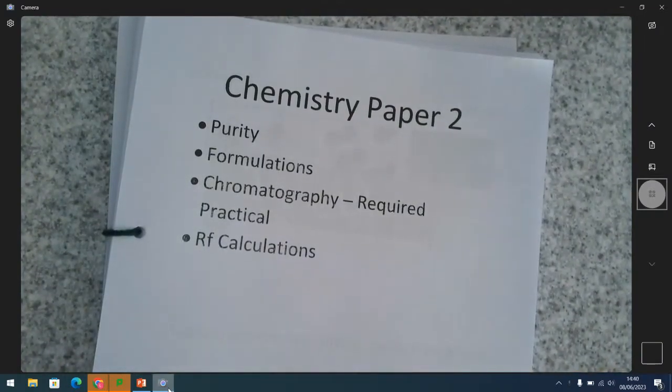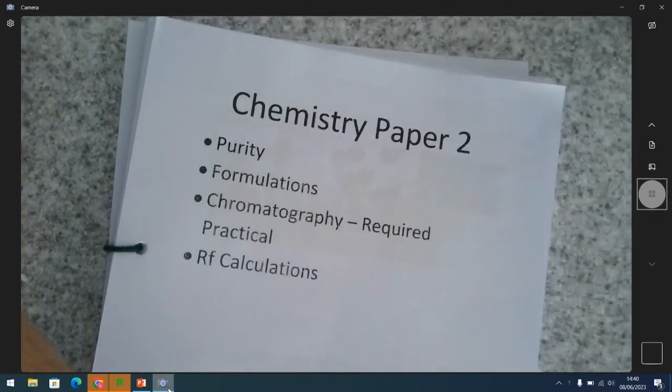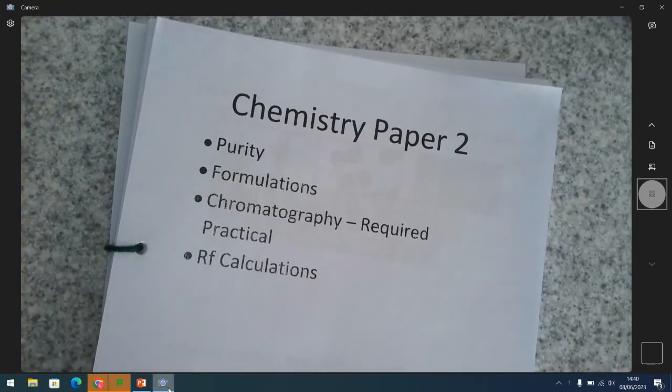This is in the booklet you picked up from myself before we broke up for the half-term holidays. So we'll start and we'll go through it now. So we'll start with purity.